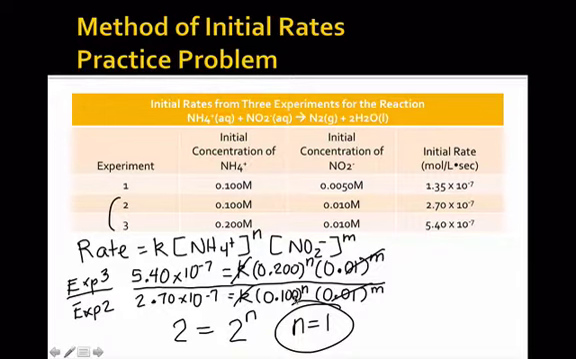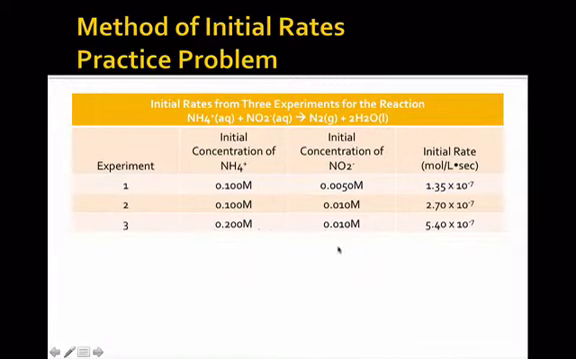And now I'm going to do the same thing, but now I'm going to focus on the nitrite because that's going to let me solve for m. So I'm going to erase this, and now I'm going to look for m. In this case, I want to hold the ammonium constant, so I'm going to look at those two because that's where we're changing the nitrite. Again, I'm going to put the larger rate on top because I like ending up with whole numbers. So I'm going to put experiment 2 on top and experiment 1 on the bottom.